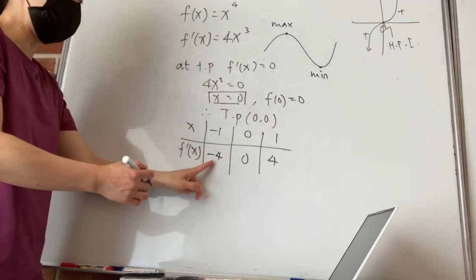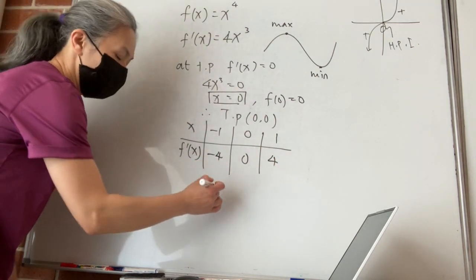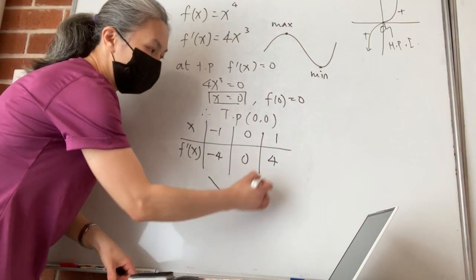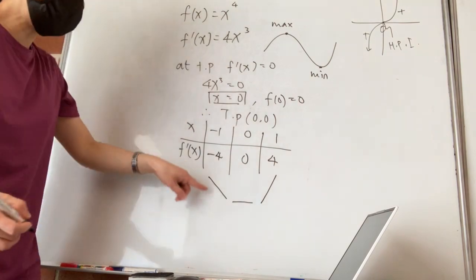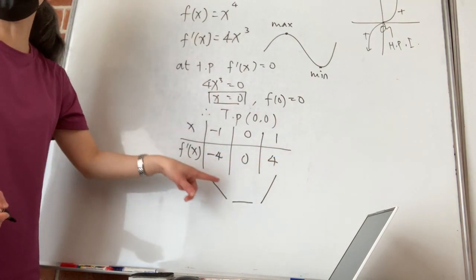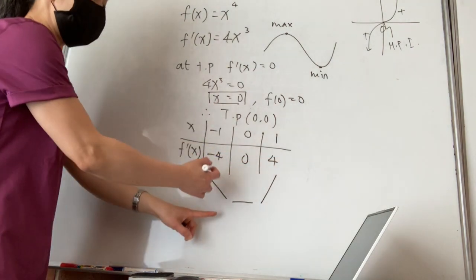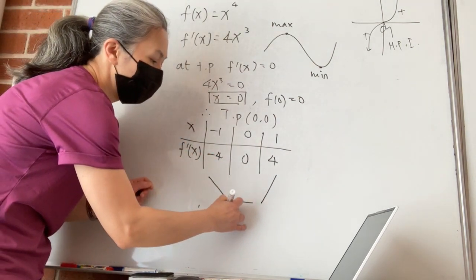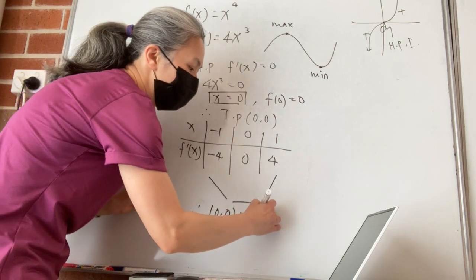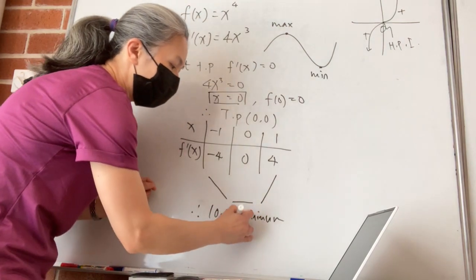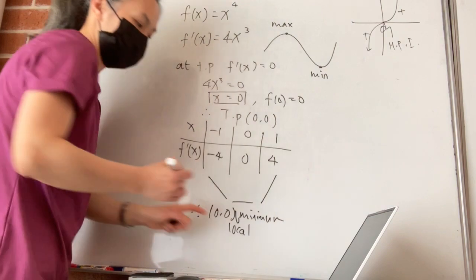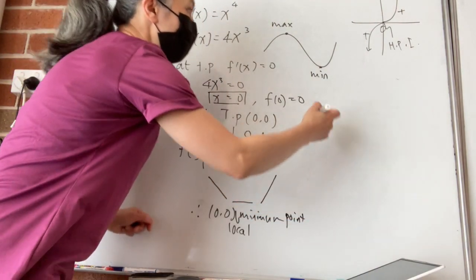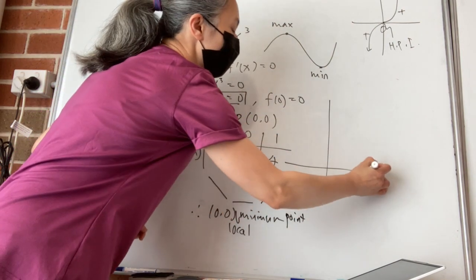So that means your gradient in here is going to be going negative, going this way. And then it flattens out, and then it goes positive. So this is what your curve looks like. If I need you to sketch this graph, you know this is a minimum point, isn't it? So therefore you can conclude your turning point is a minimum, or more precisely, this is called a local minimum point.